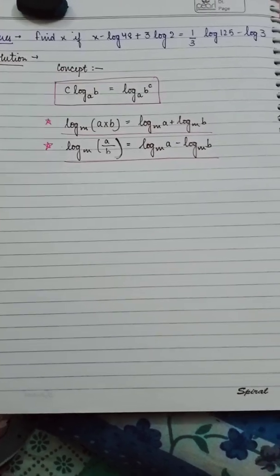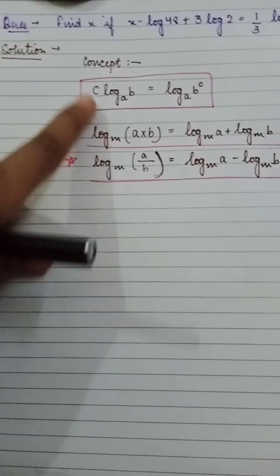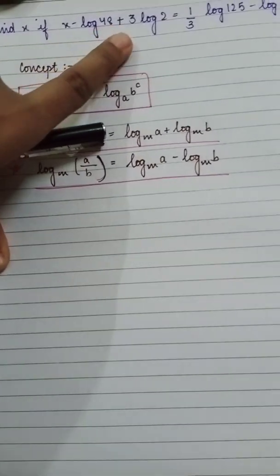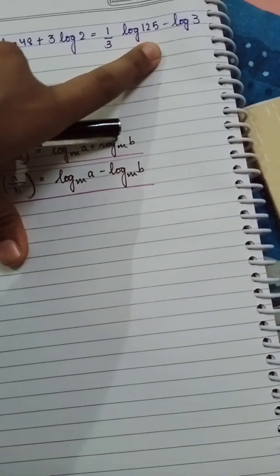Here we are with an important question from logarithms. Find x if x minus log 48 plus 3 times log 2 is equal to 1 by 3 times log 125 minus log 3.